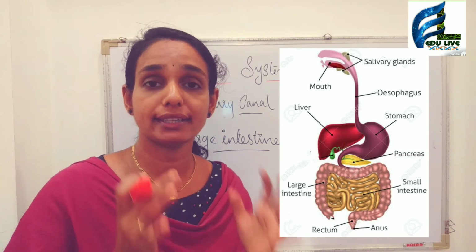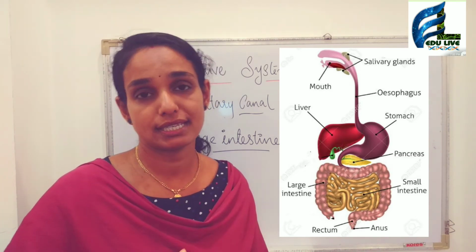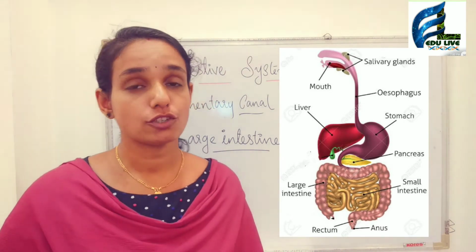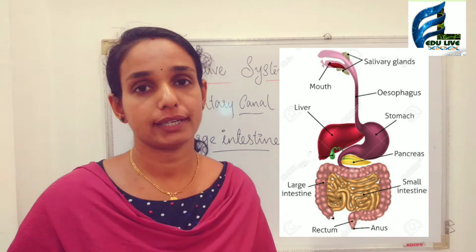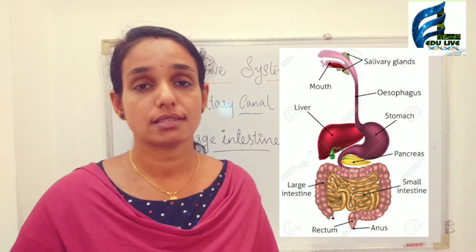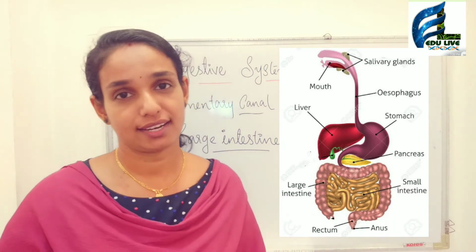ബാക്കി വരുന്നതെന്ന് പറഞ്ഞാൽ അൺഡൈജസ്റ്റഡ് അല്ലെങ്കിൽ വേസ്റ്റ് മെറ്റീരിയൽസ് ആണ്. Undigested waste materials go to the rectum and are removed through the small opening that is called anus. This is the human alimentary canal.